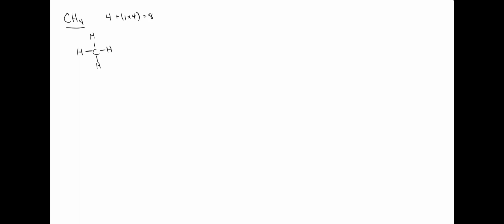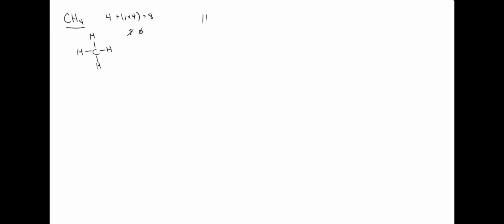So we've got 2, 4, 6, 8. So of my 8, I'm down to 0. That's very unusual. We need to make sure that every atom has an octet. Carbon does. 2, 4, 6, 8. Each hydrogen has 2. There's really nothing else we can do. So this is the correct Lewis structure for CH4.